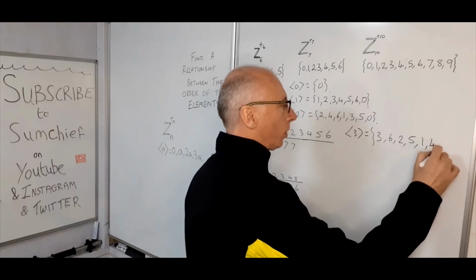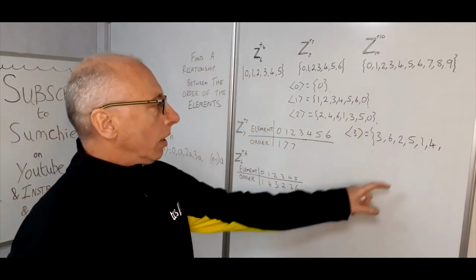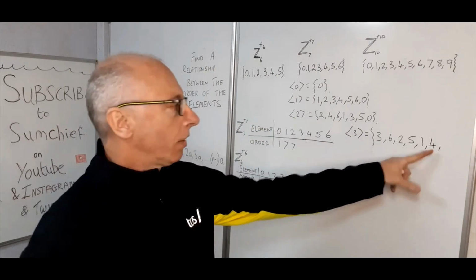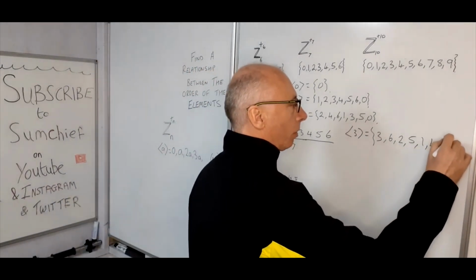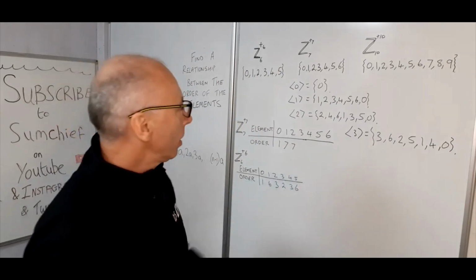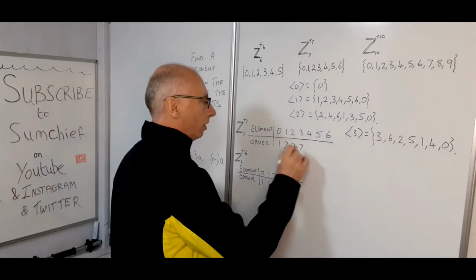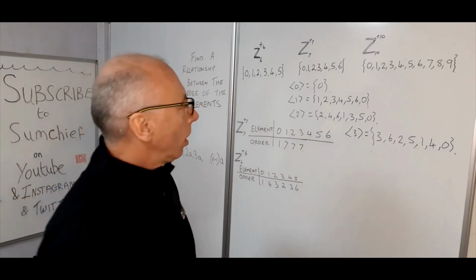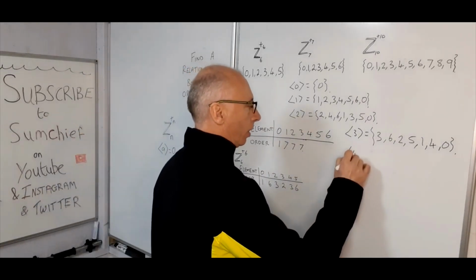3 again gives us 4. Okay, 4 plus 3 modulus 7 is 0. So what we know is when we get to 0 and we add 3 again, we get back to the original. So this is of order 7.